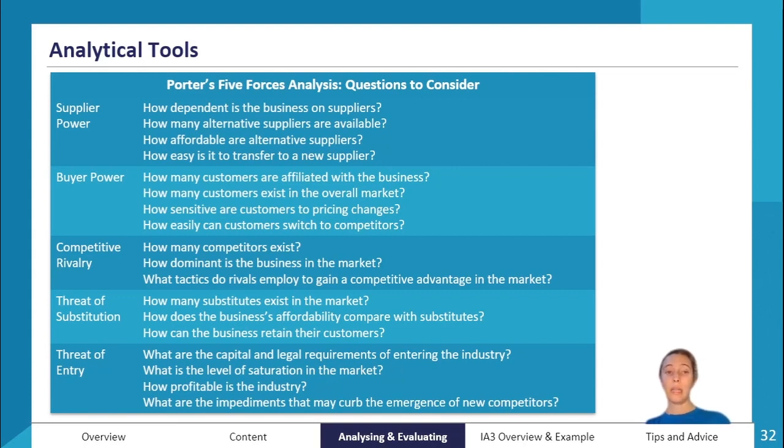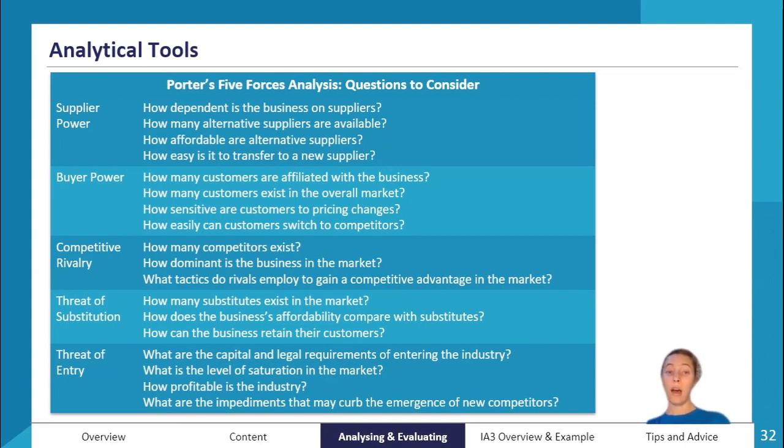Buyer power, that's how many customers are affiliated with the business, how many customers exist in the overall market. So there's going to be some people who go to Woolies, some people who go to Coles, some people who go to Aldi. So the first is about people who are affiliated with one of those businesses, and the second is about the overall market, all of the people who buy food from supermarkets.